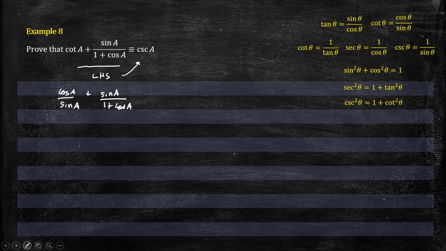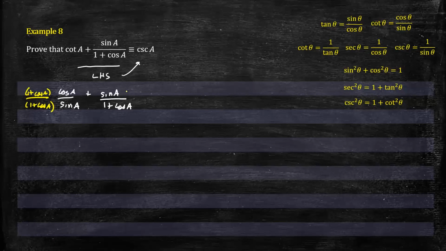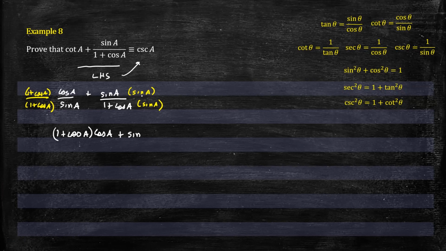Okay, so now we need to combine this fraction. Let's multiply the left side by 1 plus cos A, top and bottom. And we'll multiply this side by sine A. And this will create the common denominator. So we'll have 1 plus cos A times cos A plus sine A times sine A, which is sine squared A. And our common denominator is going to be 1 plus cos A times sine A.